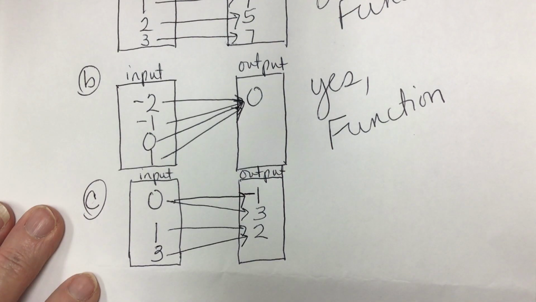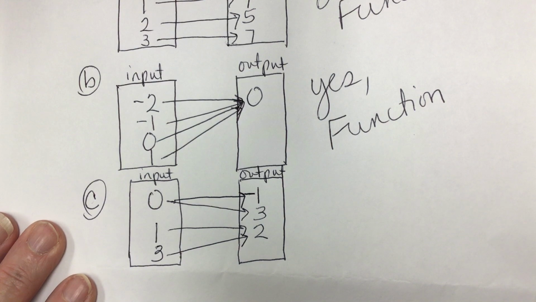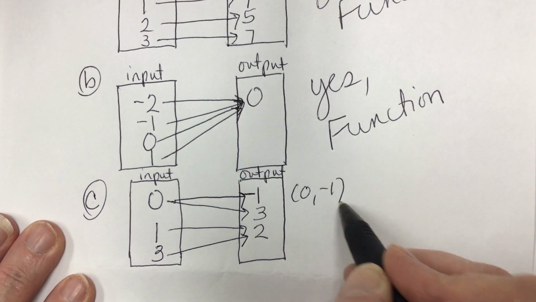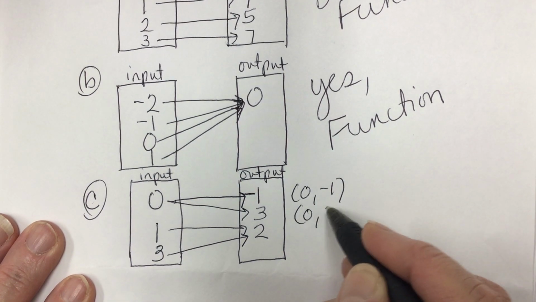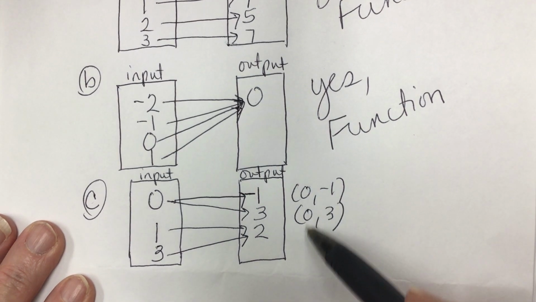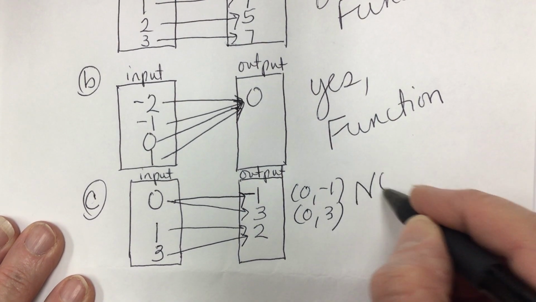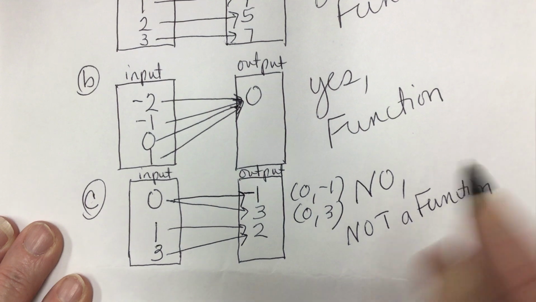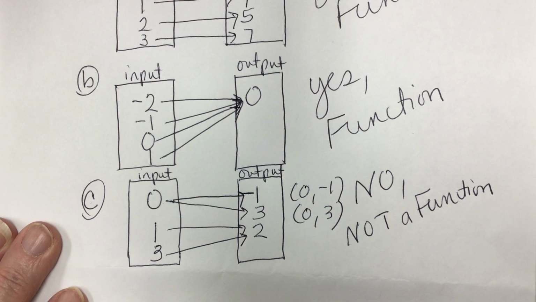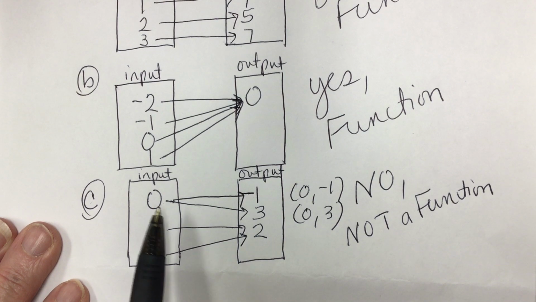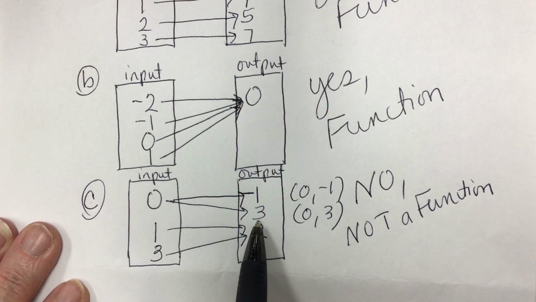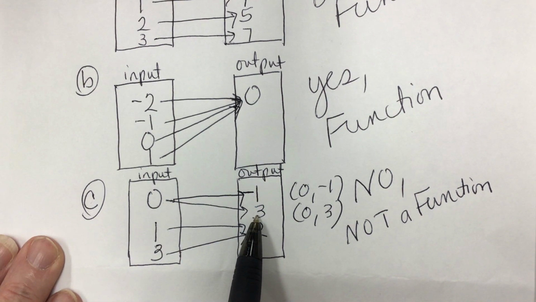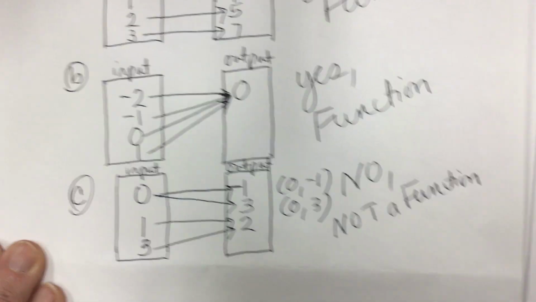So the question is, do the x's repeat? Well, 0 corresponded to -1 in this ordered pair, and 0 also corresponded to +3. So yes, the 0 did repeat. So therefore, no, this is not a function. This relation is not a function because the input value 0 produces 2 different output values. 0 produces -1, and it also produces 3. So this C part is not a function.